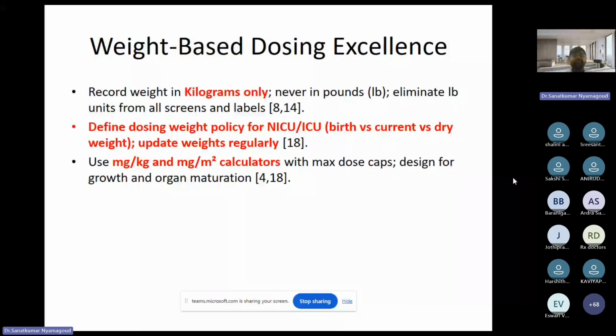Defining the dosing weight policy for NICU patients, ICU patients, whether a birth patient or other currently admitted patients, will give you a very clear picture about dosing requirement. Why are we concentrating more on dosing? Throughout the world, not only India, dosing errors are very high in the pediatric population. Many times they get a lesser dose or a higher dose. Hence, use mg per kg and calculators, fix maximum dosing caps, and design for growth and organ maturation in a particular patient.